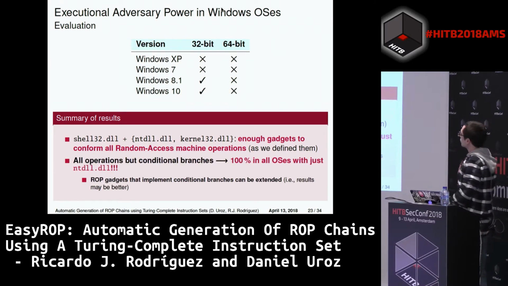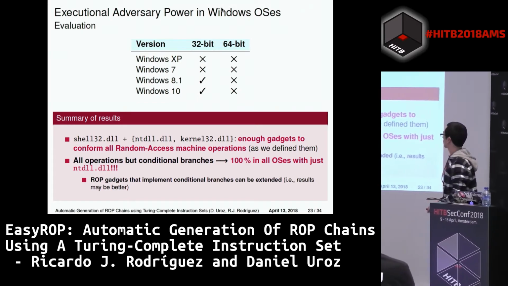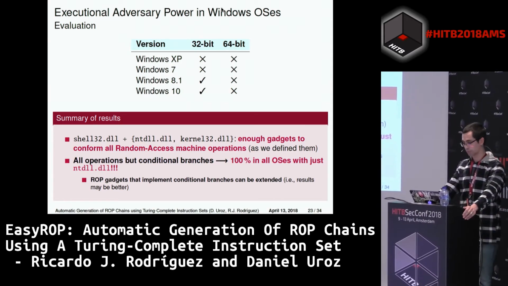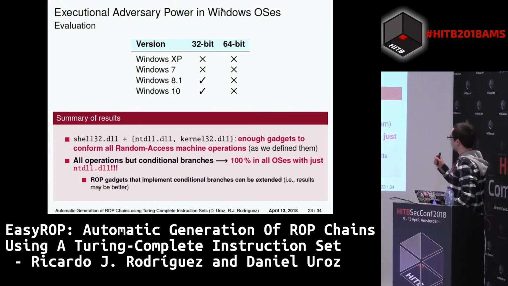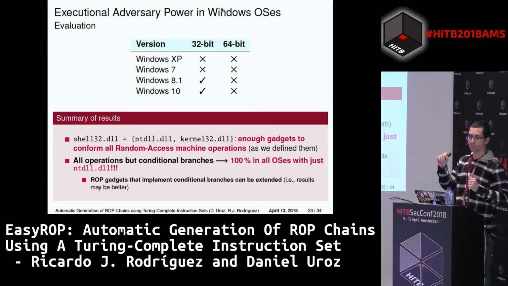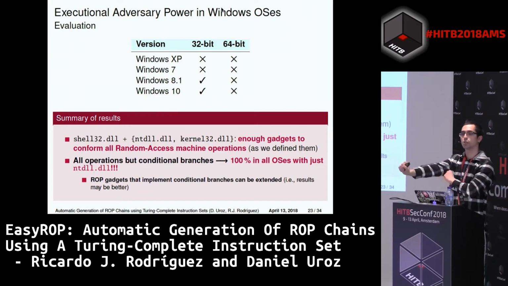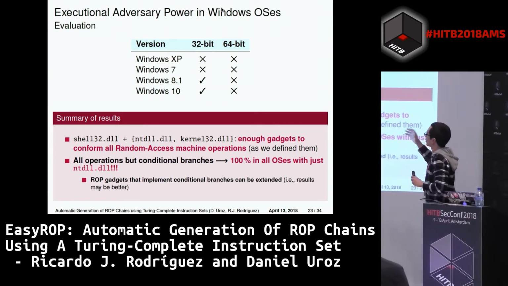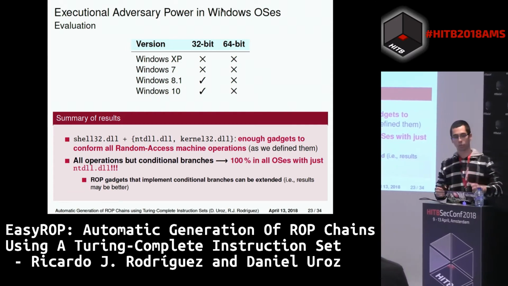If we do not consider the conditional branches, just with NTDLL we are able to do whatever we want. Let me tell you that when we did this research, we defined the conditional branches in a specific way, which is not very complete. So we could even extend the definition of how conditional branches can be done with ROP gadgets. If we are able to extend this definition, we could have better results. We could find, for instance, that with just a single DLL we can do whatever we want.